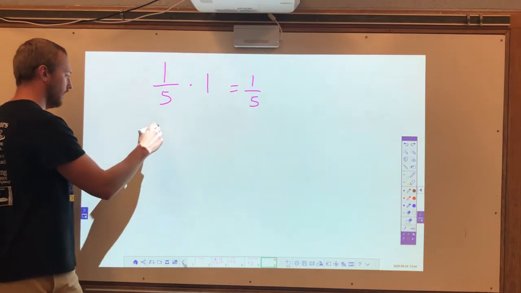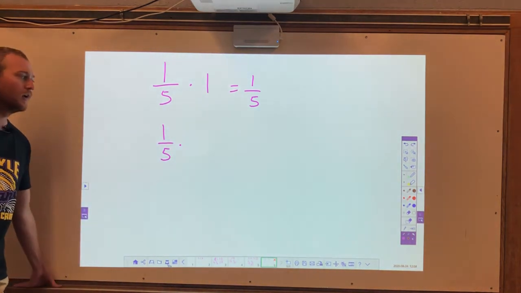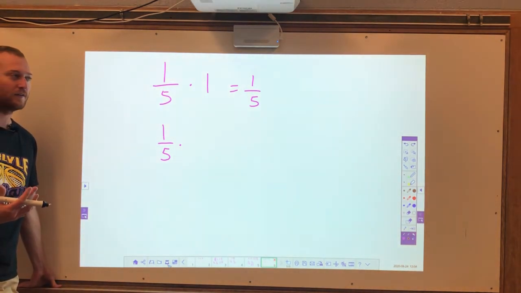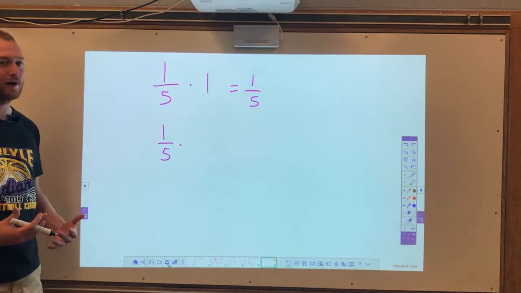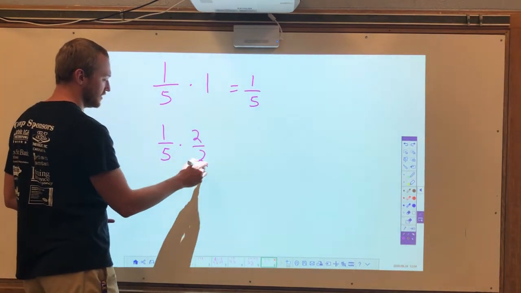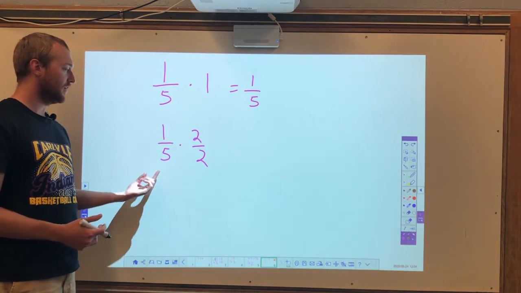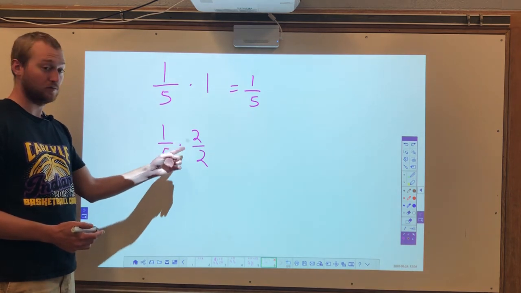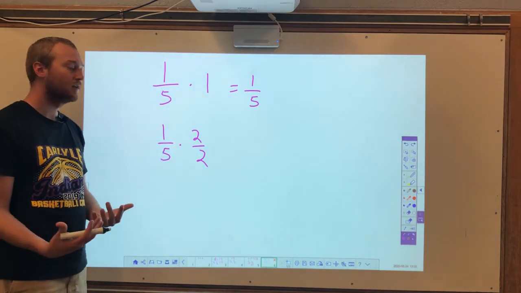Well, what's another way we could write 1? We can rewrite 1 any way we want, and there are a lot of different ways we can rewrite 1. Isn't 2/2 the same as 1, right? 2 divided by 2 gives you 1. Multiplying by a fraction that has the same numerator and denominator, like 2/2, is the same thing as multiplying by 1. It's kind of just a fancy looking 1.